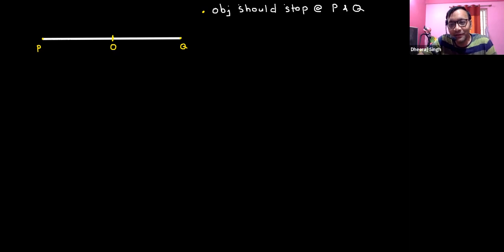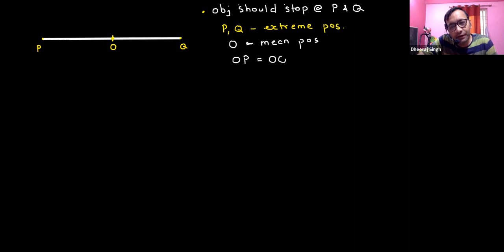Now, if the object stops at P and Q, although the mean position is an important parameter, P and Q also become important. So we'll name those as well. P and Q are called extreme positions. O is the mean position, and the OP distance is equal to the OQ distance. And this is called the amplitude of the oscillation, A. Okay?